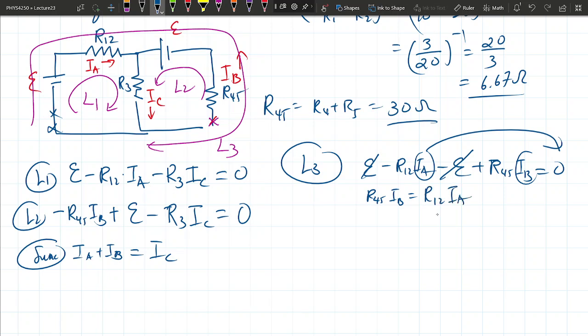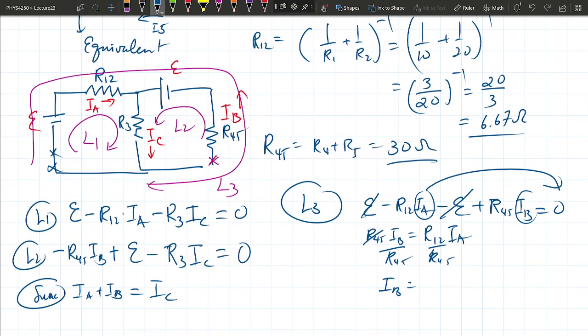Okay, so let's solve for, let's go to IB first. We divide both sides by R45. So IB is actually R12 divided by R45. R12 is 6.67 ohm, right? And R45 is 30 ohm. In fact, what I'm going to do is write it like this: 6.67 times IA.